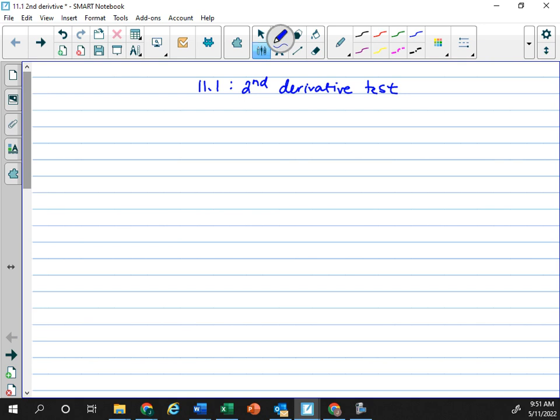So we're going to build on the understanding of the increasing, decreasing, max and mins and add in concavity and points of inflection today, okay? So it very much builds on what you did in unit 10. All right, so the second derivative test, what it tells us.